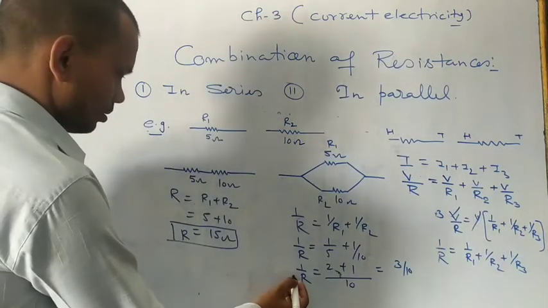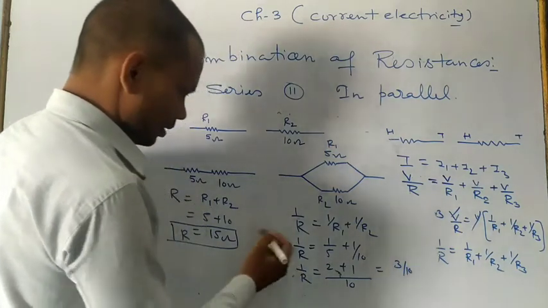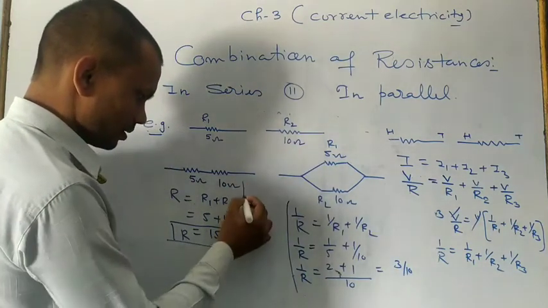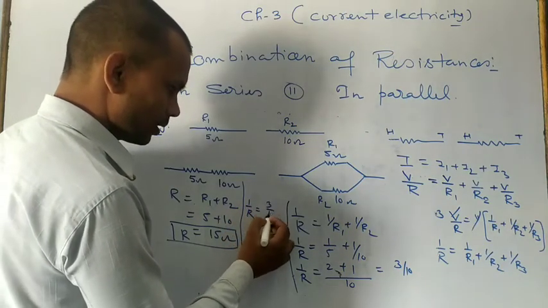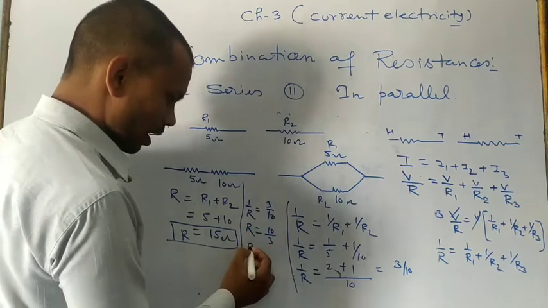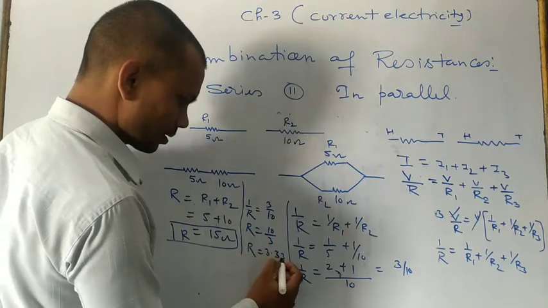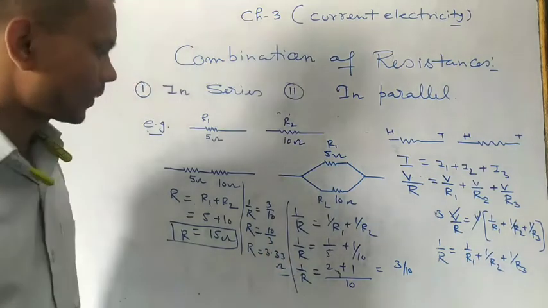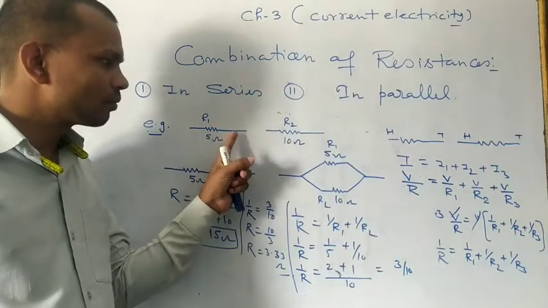So R, here we are going to write, a little space is here. So 1 upon R equals 3 by 10, so R equals 10 by 3. So R equals what? This is 3.33 something.